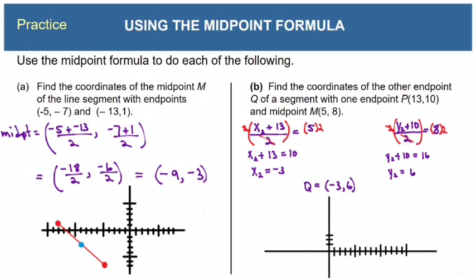And let's plot just to make sure that that answer makes sense. So here is our 13, 10, and here is our -3, 6. We'll join those with a line segment, and now we hope that our midpoint of 5, 8 falls in the center of the line. So let's see, 5, 8 would be about right there, and that looks like the center of the line, so I'd say we did that one correctly.